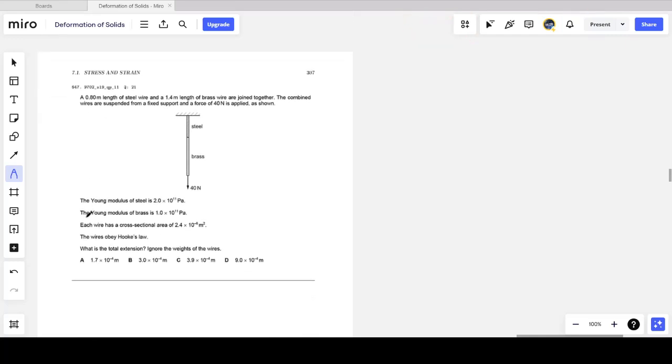The last question for this video is 647. It comes from the summer 2019 exam, question paper 1, variant 1, and question 21 from the paper. We're told that a 0.8 meter length of steel wire and a 1.4 meter length of brass wire are joined together. The combined wires are suspended from a fixed support and a force of 40 newtons is applied as shown.